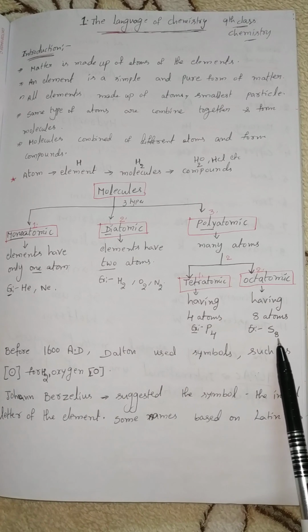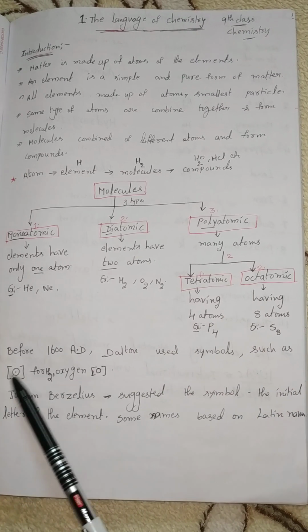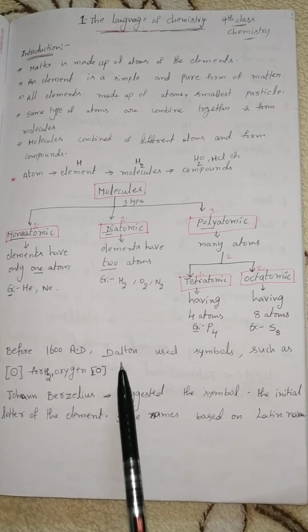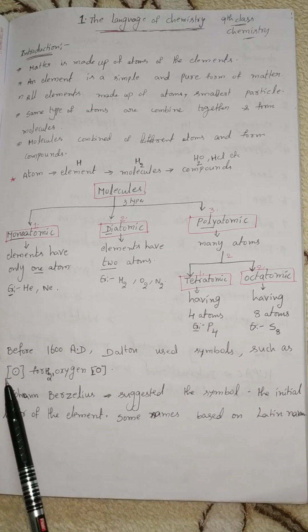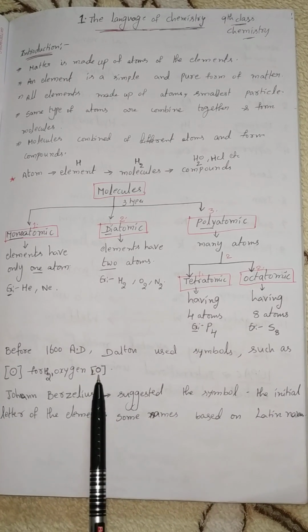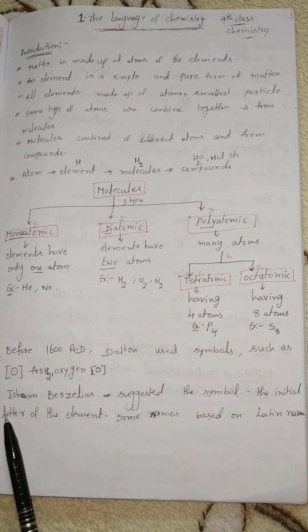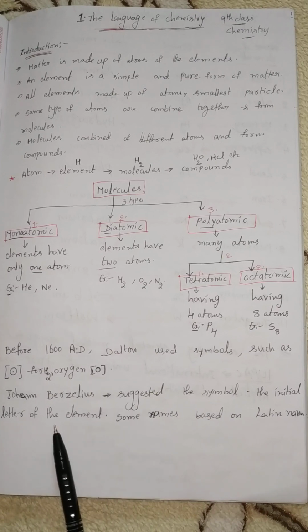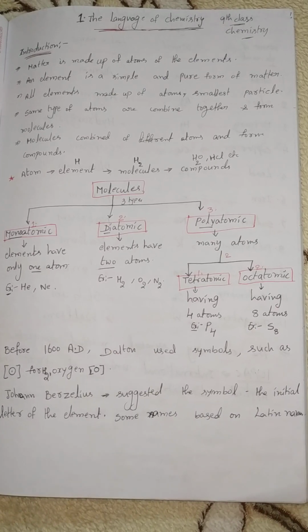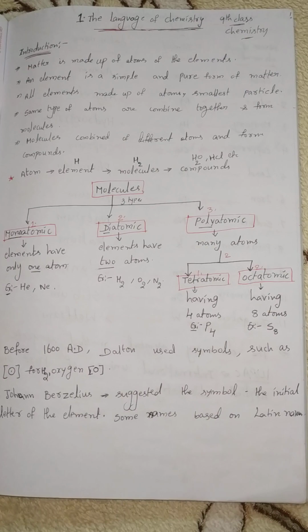So S8 is sulfur. Before 1600 AD, Dalton used symbols such as this one for hydrogen and this one for oxygen. But Berzelius suggested using the initial letter of the element as the symbol. Always use the capital English letter of the element. Some symbols are based on the Latin names.